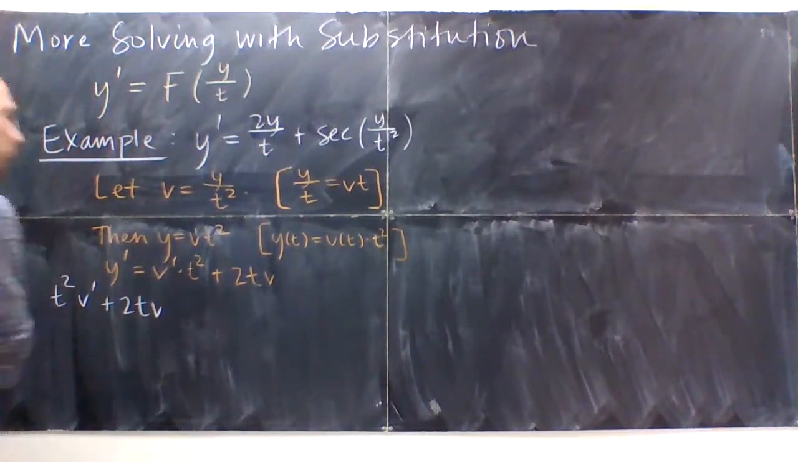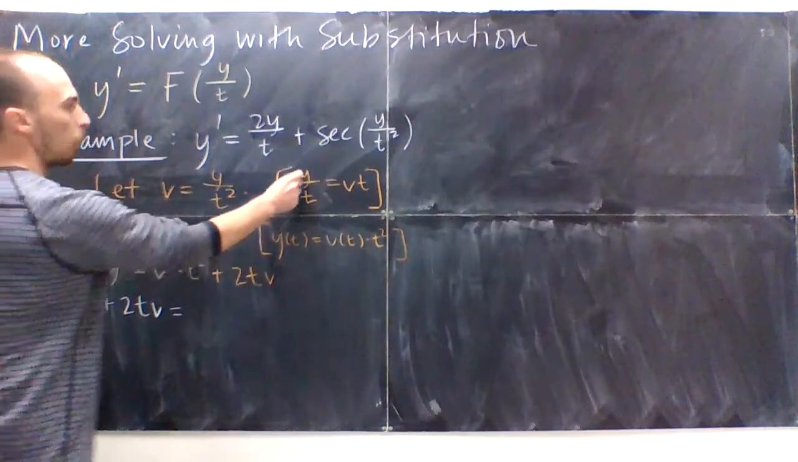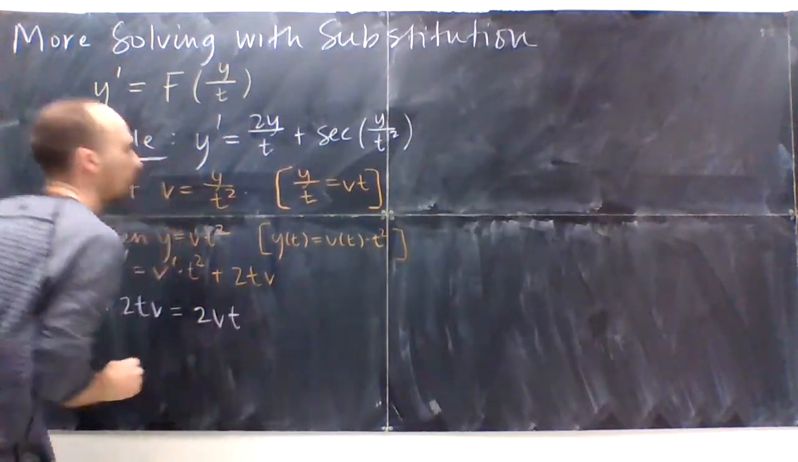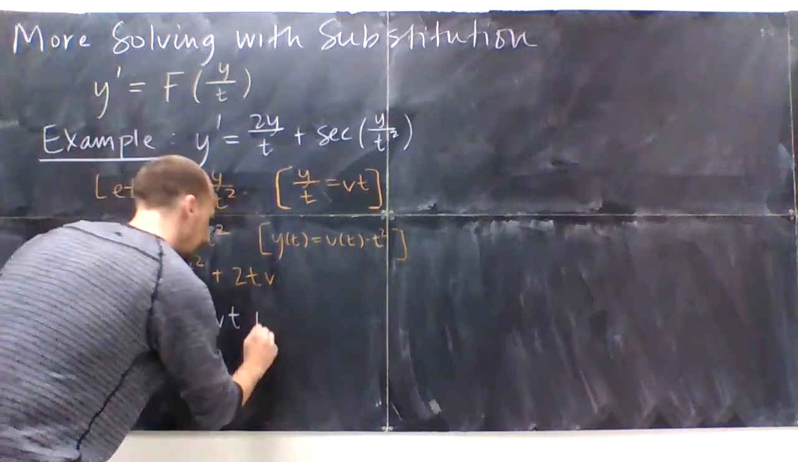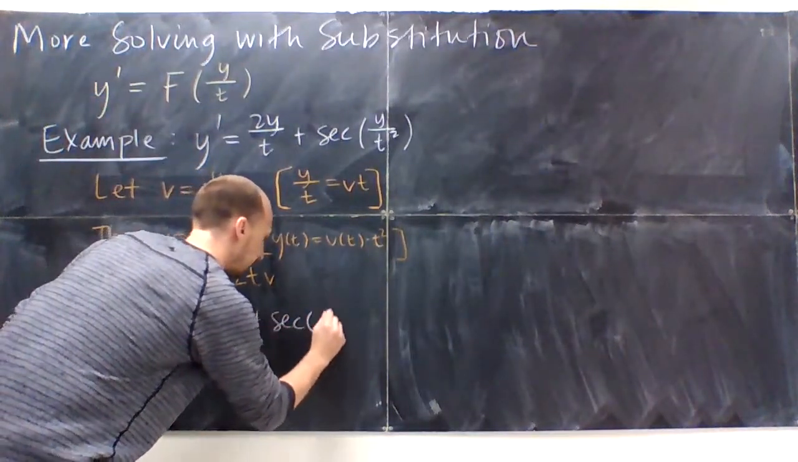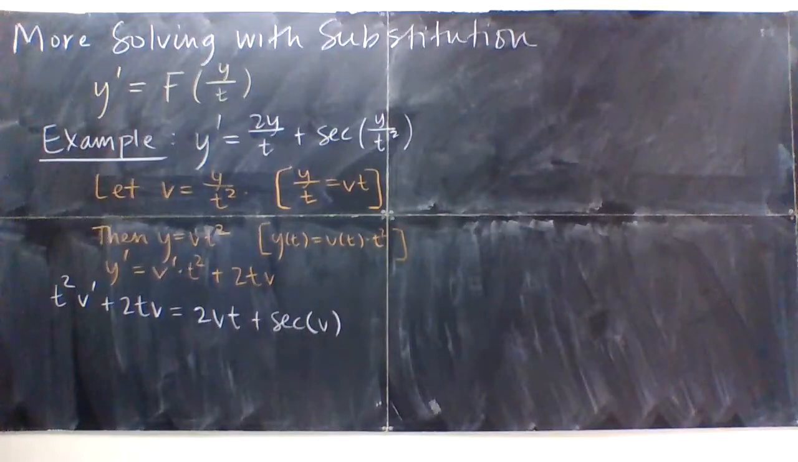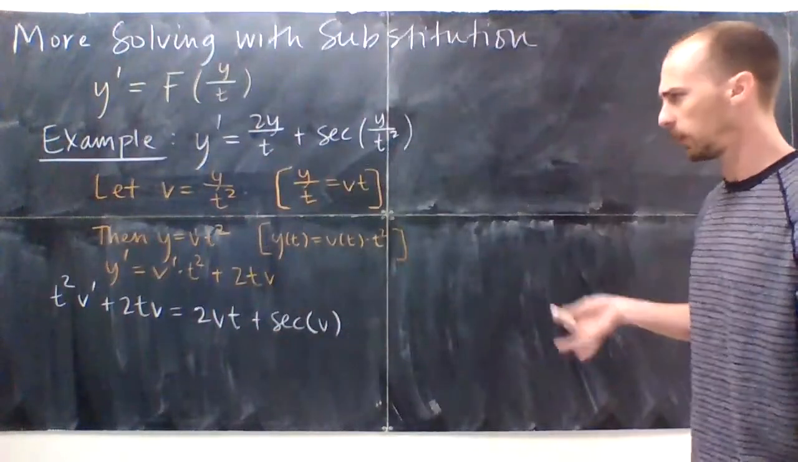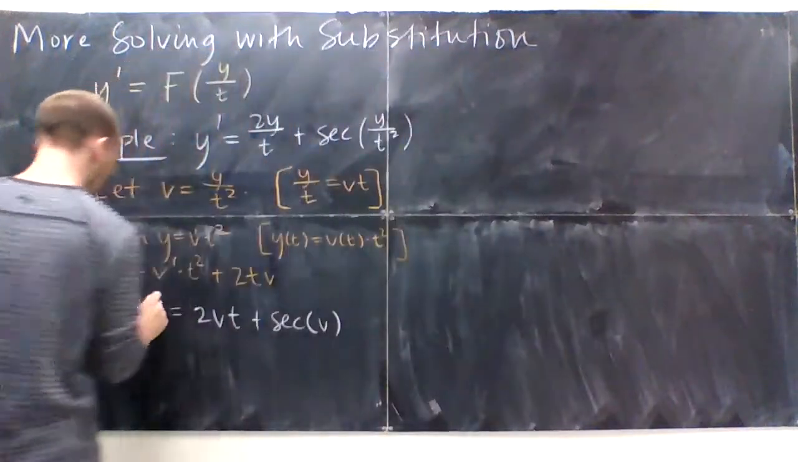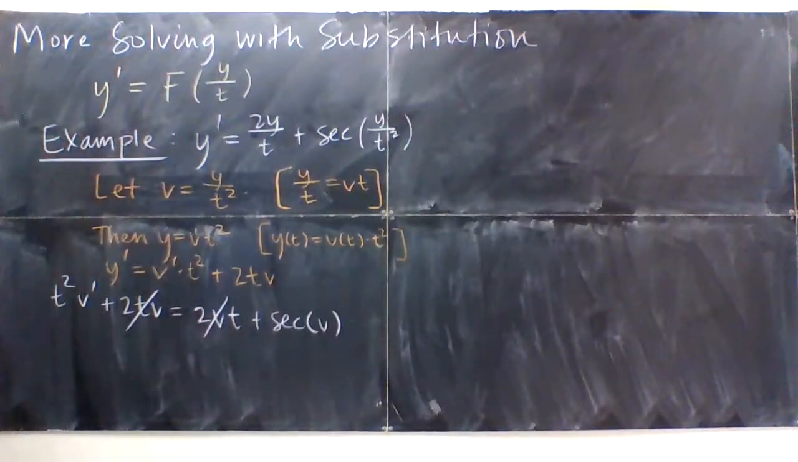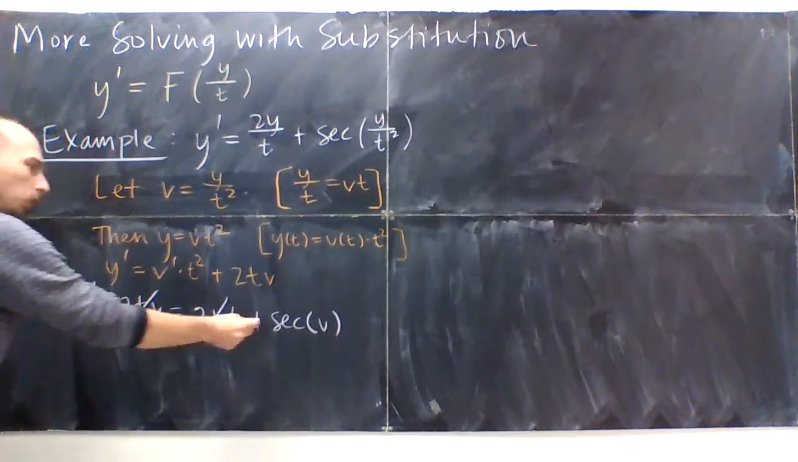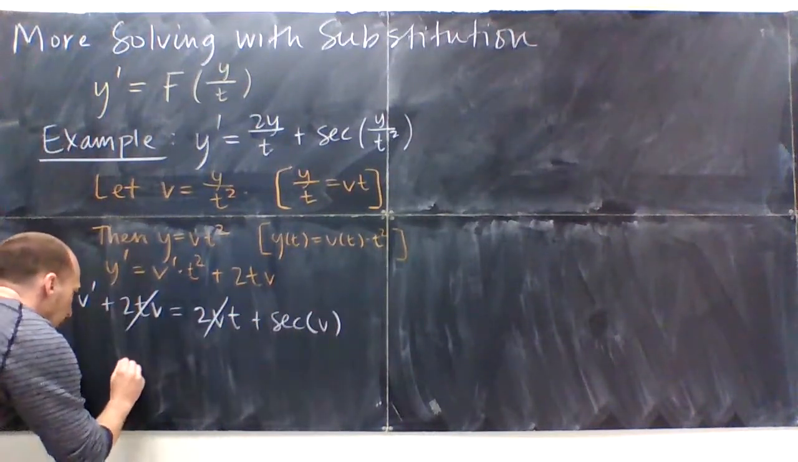Okay? And that's equal to 2 times y over t. Well, y over t I said was v, so that's going to be 2vt plus the secant of v. And what do you know, 2vt and 2tv and 2vt, they're the same thing, right? So I could just subtract them from both sides of this equation. And I could be left with something like v prime is equal to secant of v over t squared.